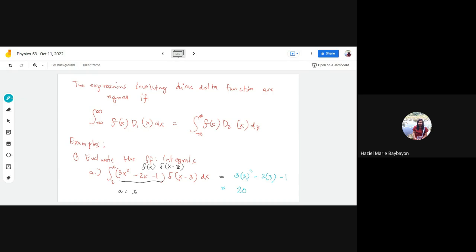Okay? So, di ba, ang usual nga ginabuhat is to integrate this function, but since you have this function multiplied by a Dirac delta function, then you just have to evaluate this function for x is equal to 3. Okay, nakuha ninyo, class.